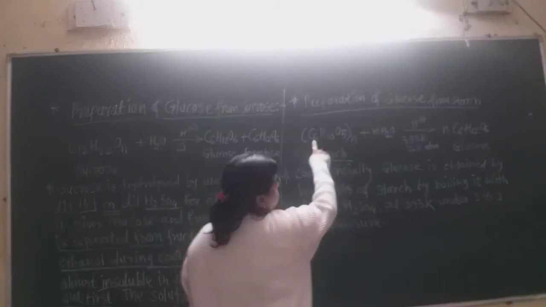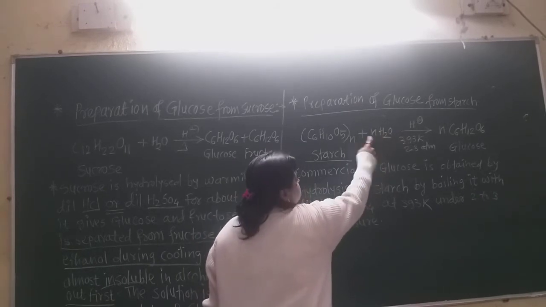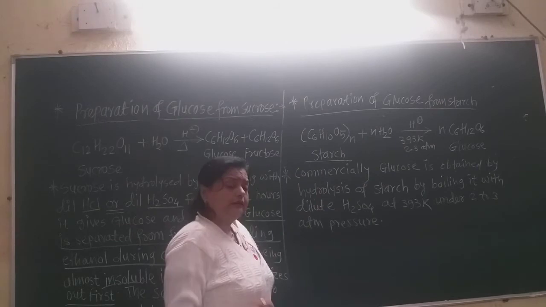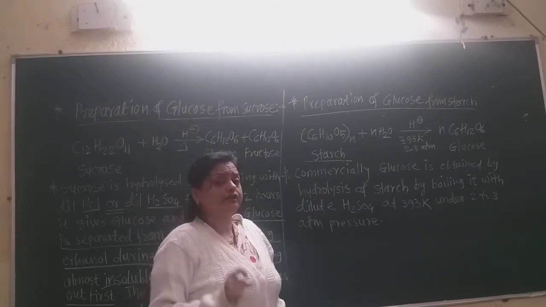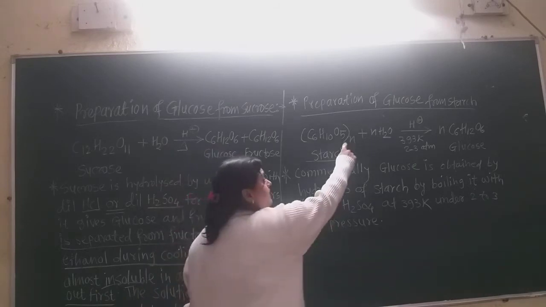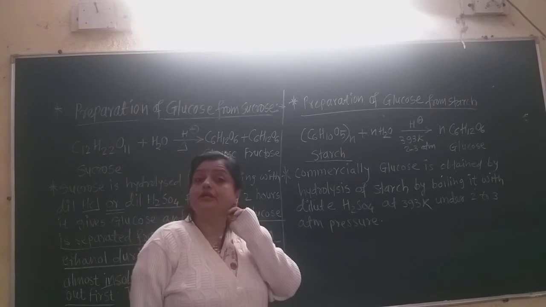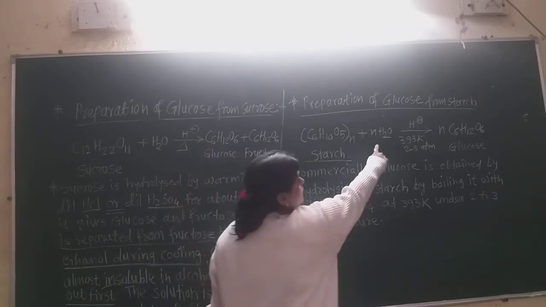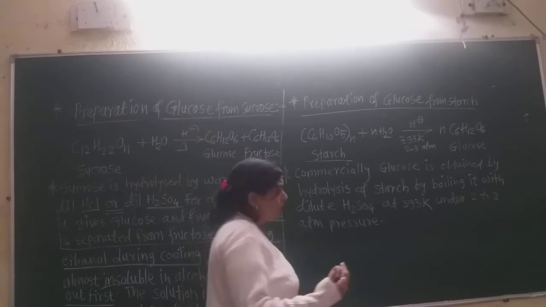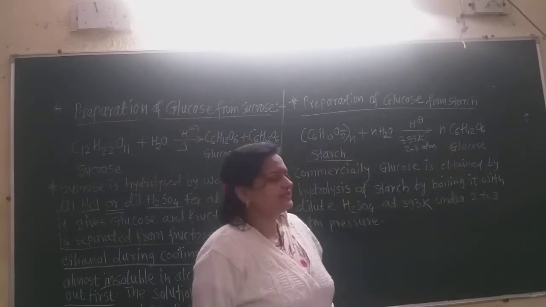Now see here, 6 carbon atoms, 10 plus these 2 means 12, and this oxygen 5 and this is 6. If there is one glucose molecule, then the formula is C6H12O6. But starch contains n number of monosaccharide units, so n number of water molecules are required, and there is formation of n number of glucose molecules. The reaction gets balanced in this case also.